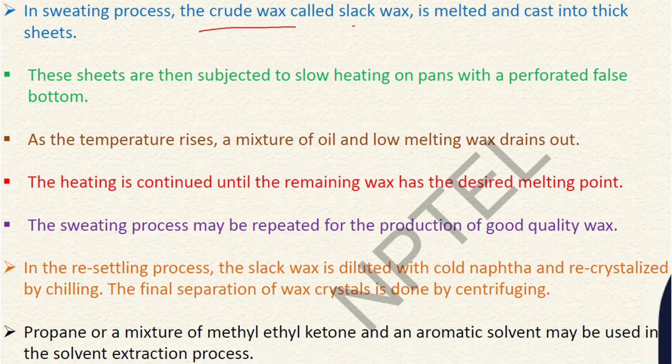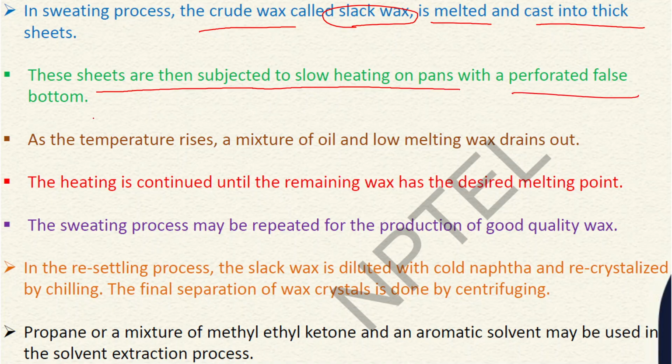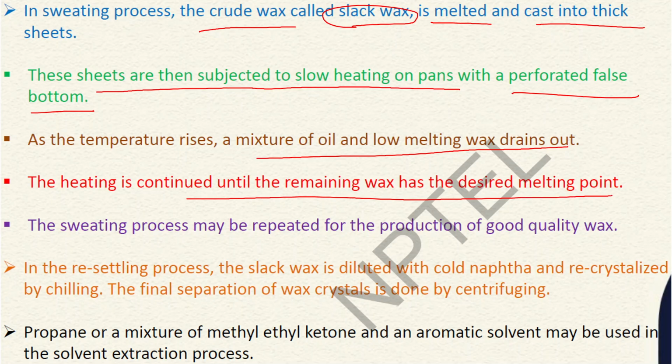A crude wax, which is mainly called the slack wax, is melted and cast into thick sheets. We take the crude wax and melt it and form it into thick sheets, and these sheets are then subjected to slow heating on pans with a perforated false bottom. As the temperature rises, this mixture of oil and wax, the slack wax, starts to melt, and a mixture of oil and low melting wax drains out, and the heat is continued until the remaining wax has the desired melting point.